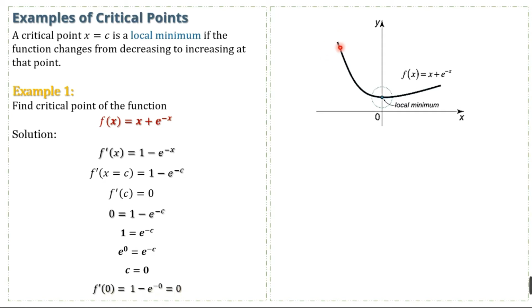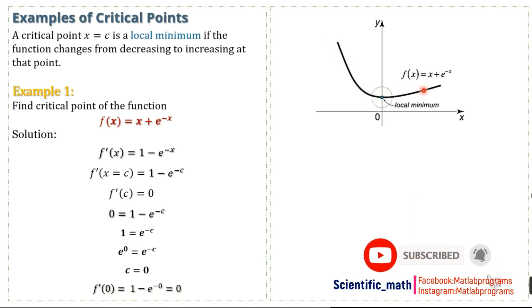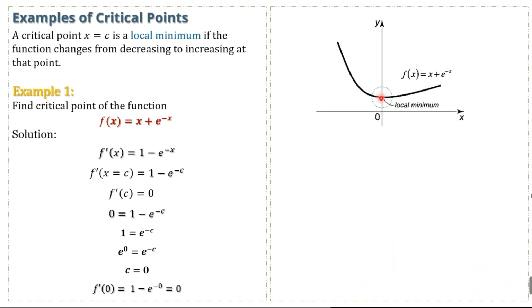This is the graph of this function. We can see that first the function is decreasing, and then the function is increasing. This means this point is a local minimum of the function, and we can calculate the value by substituting c in the function, and we get this point.